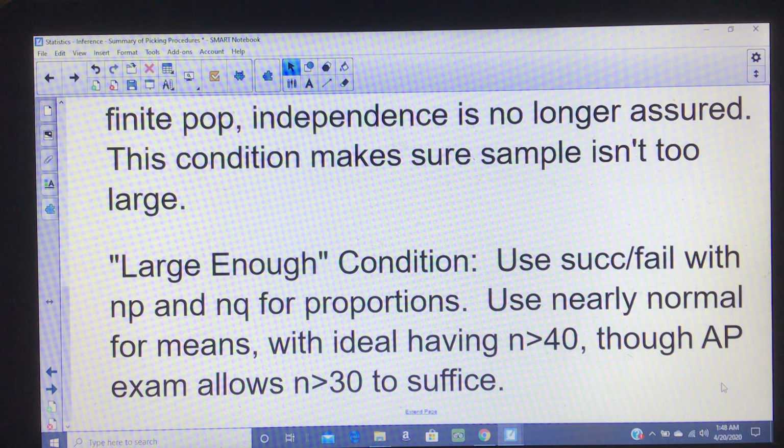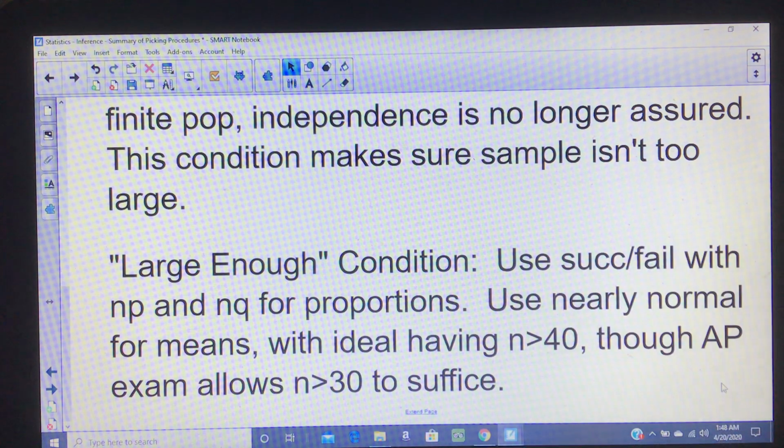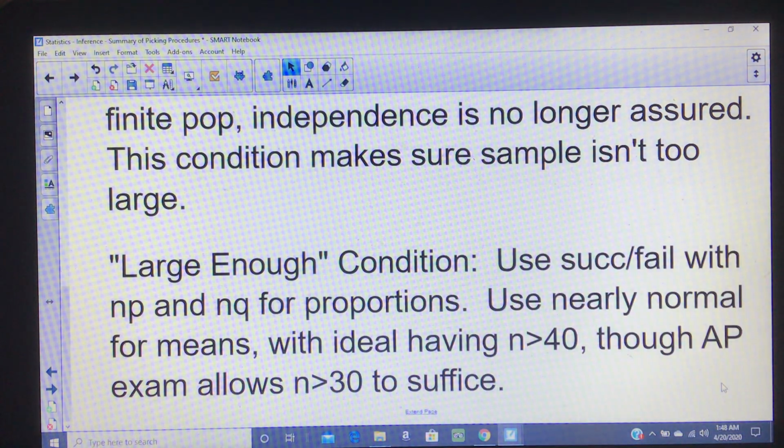If it's proportions, you use the success-fail condition. You use n times p and n times q. If there's two samples, you do n times p and n times q for both. Basically, remember that with n times p and n times q, they need to be greater than 10. If that happens, this condition's met, and you have a large enough sample where a normal or t-curve will make a really good approximation of it.